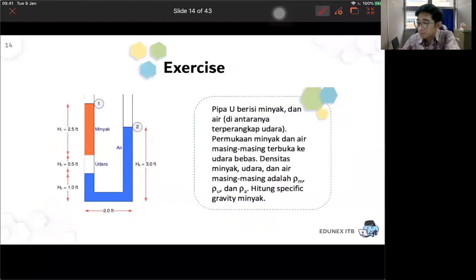Okay, let's continue then. Now please see this exercise. Oh, still in Indonesian, I hope it's okay. So you have three types of fluids: oil, air, and water. Then you fill these three liquids into a pipe, or we call it a manometer. These three liquids are immiscible, tidak saling larut. Then the profile inside the U tube is like this figure.